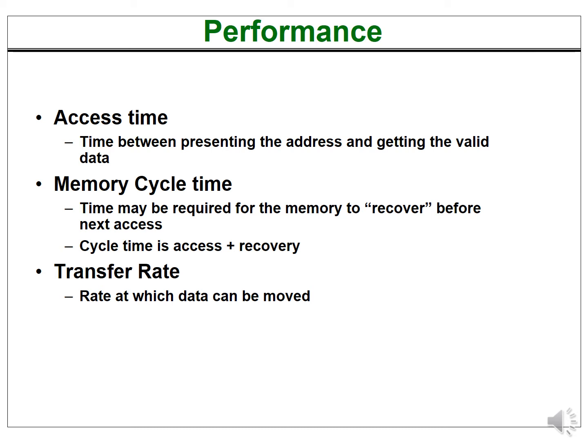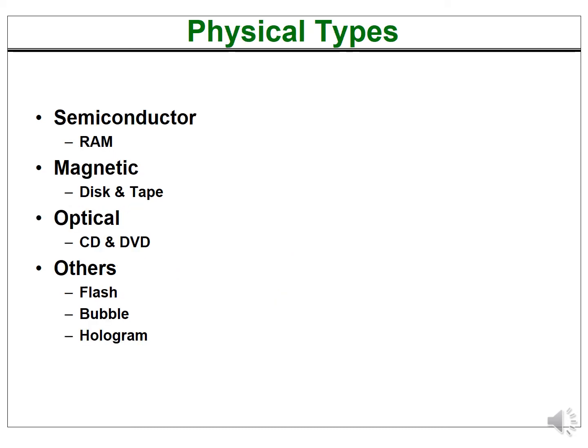Transfer rate is basically 1 upon access time. So these are the three parameters on the basis of which we measure the performance of a memory device.